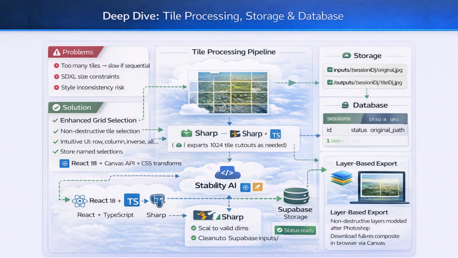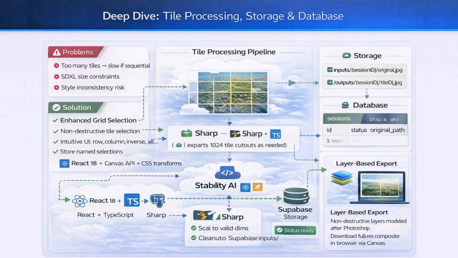Once the original image exists in Supabase storage, the system never edits it directly. Tile extraction is done using Sharp, Node.js. We cut 1024 by 1024 tiles on demand, not up front. This avoids generating unnecessary derivatives. Each tile is normalized to valid model dimensions before being sent to the Stability AI API. Processing is parallelized. Tiles are dispatched asynchronously, no sequential bottlenecks.